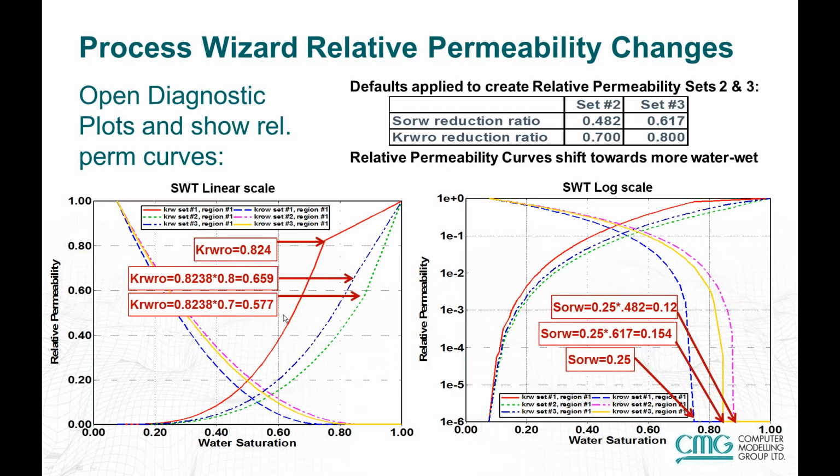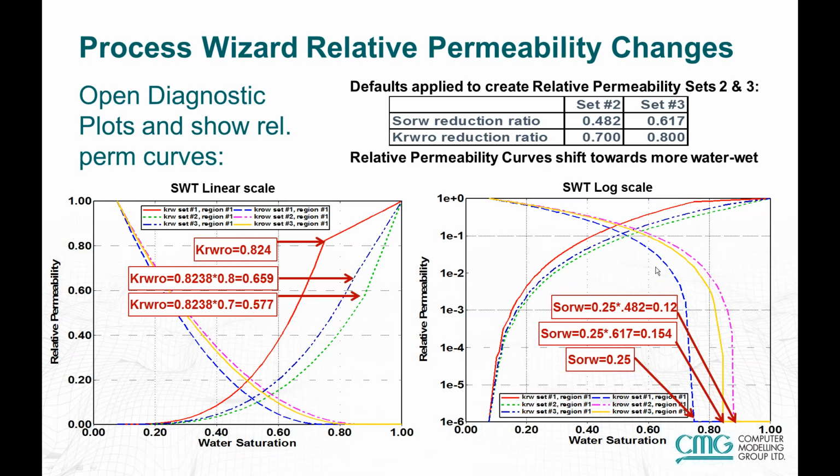On the left plot, we can see the KRW change. It's using 3-point scaling, so our KRW at residual oil is changed. Our water flood curve is in red here. Our optimum case, our set number 2, is the green case here, giving us our lowest KRW. And then our slightly less than optimum case, the blue curve, has a slightly higher KRW.